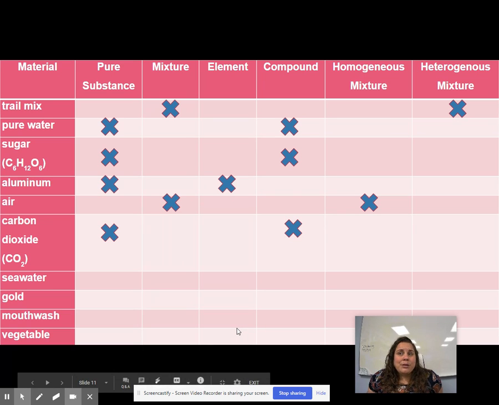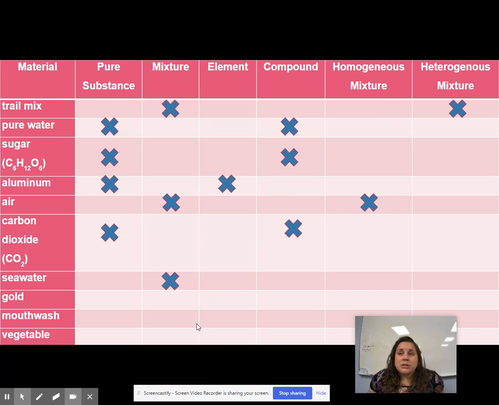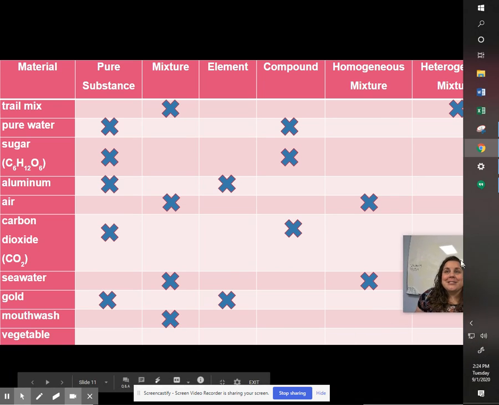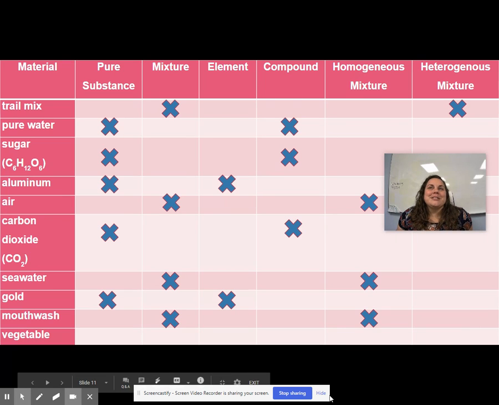Next, you have seawater. So seawater is a mixture. There are different pieces to seawater. It looks the same throughout, so it's homogeneous. Next, you have gold. Gold is a pure substance. It is on the periodic table, so it is an element. Next, we have mouthwash. Mouthwash is a mixture. It is the same throughout, so it is homogeneous. Next, you have vegetable soup, which is a mixture. And it does not look the same throughout, so it is heterogeneous.